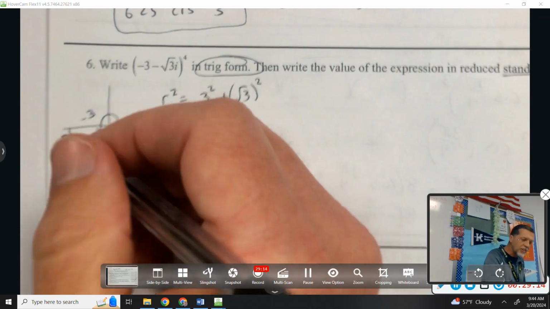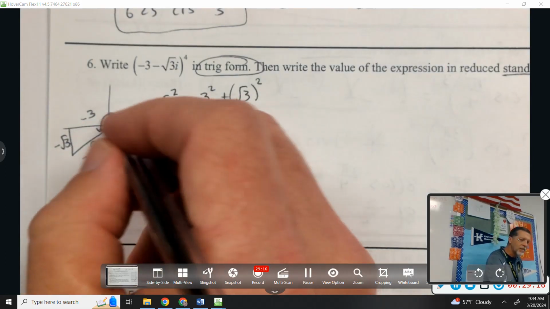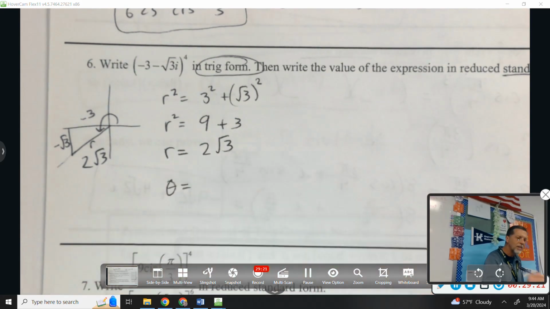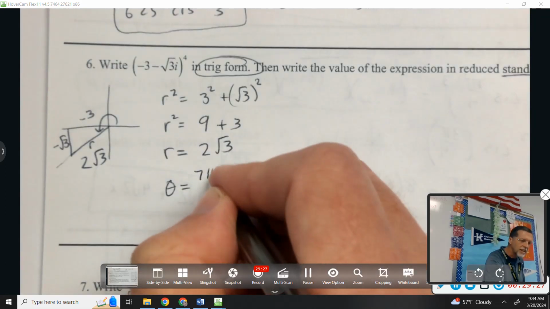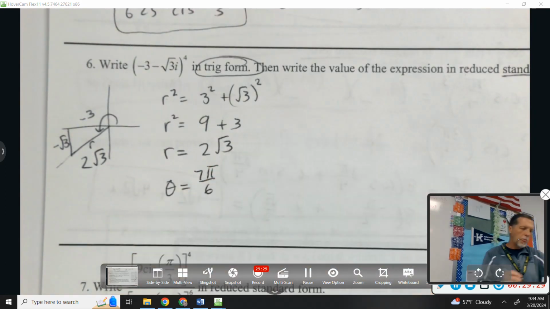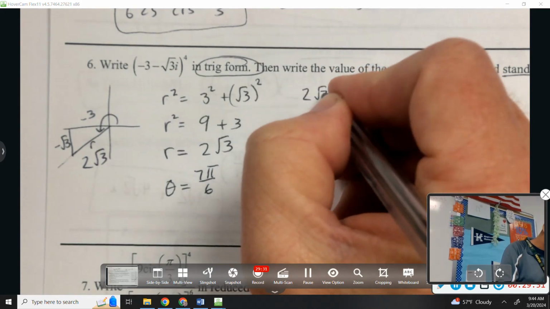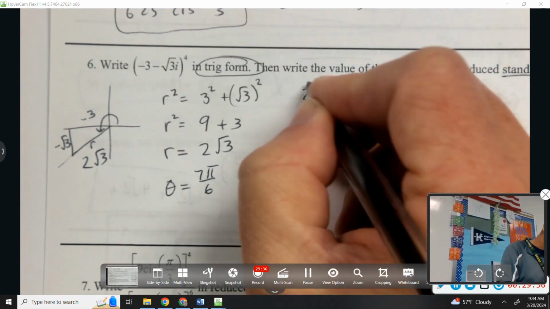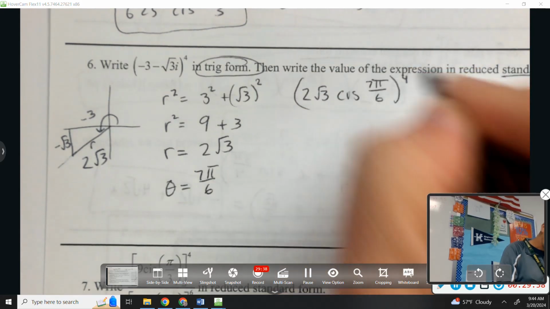Since it is a 30, 60, 90 triangle, that means this is a unit circle angle. So what is that angle? The shallow angle in the third quadrant, 7 pi over 6. So 2 root 3 cis 7 pi over 6, all to the 4th.